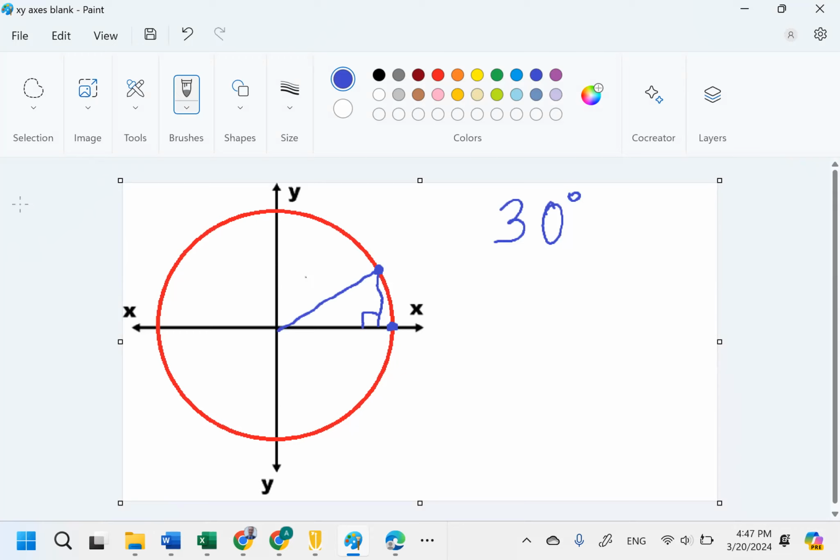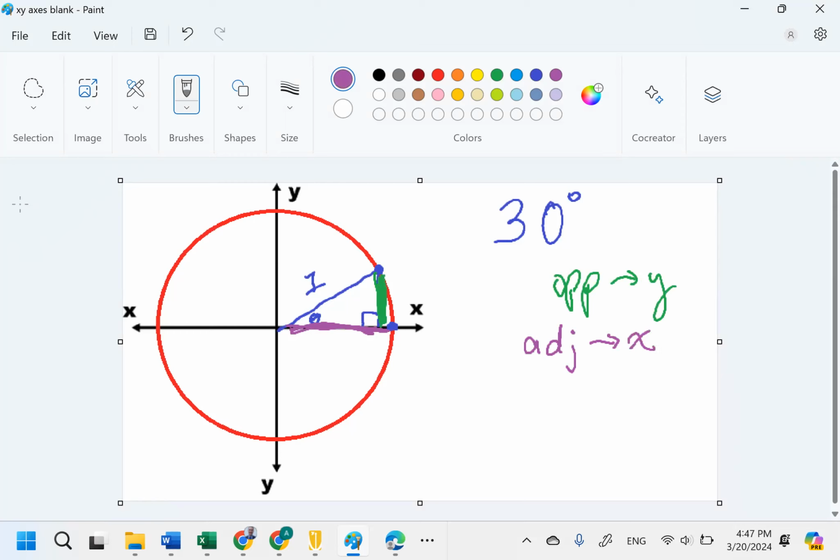We said that this radius, which is also the hypotenuse, is a distance of 1. And then we want to highlight the opposite side. So sorry, let's put the angle. I'm jumping the gun here. So there's our 30-degree angle theta right there. And its opposite side is this y value. And its adjacent side is this x value.